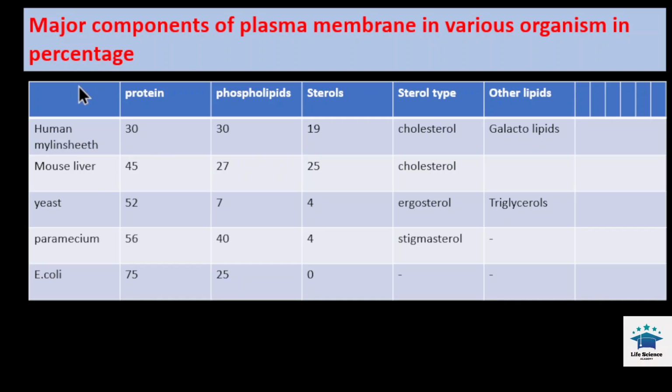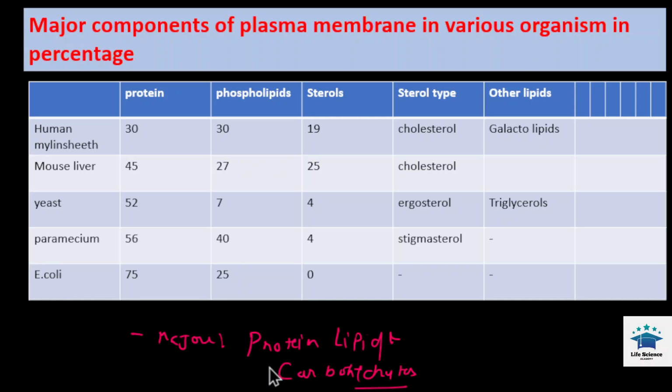If we're talking about the major constituents of the plasma membrane in various organisms, it varies in every organism. Its concentration varies in every organism. The major components are protein and lipid and also carbohydrate. But remember, carbohydrate is not present in free form. It is conjugated either to a protein molecule or a lipid molecule.